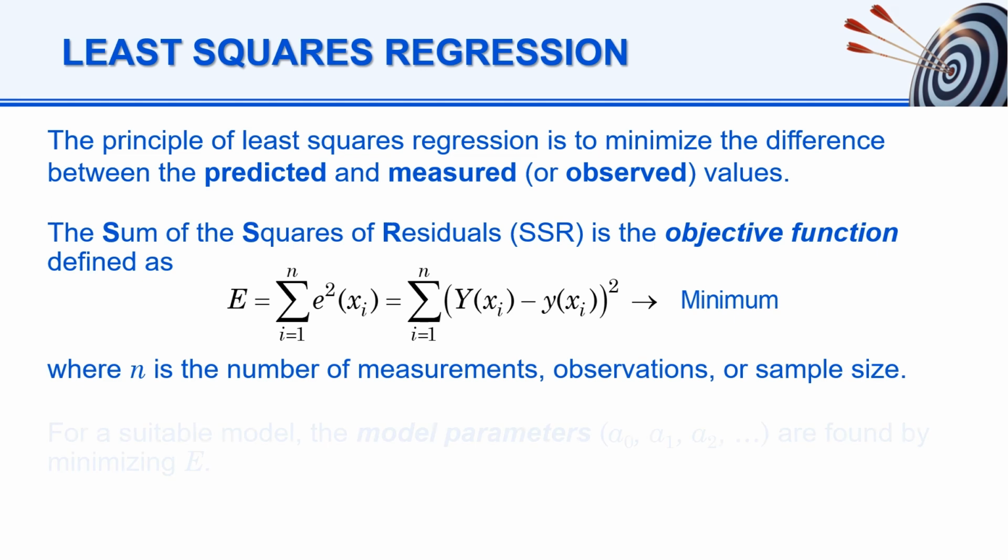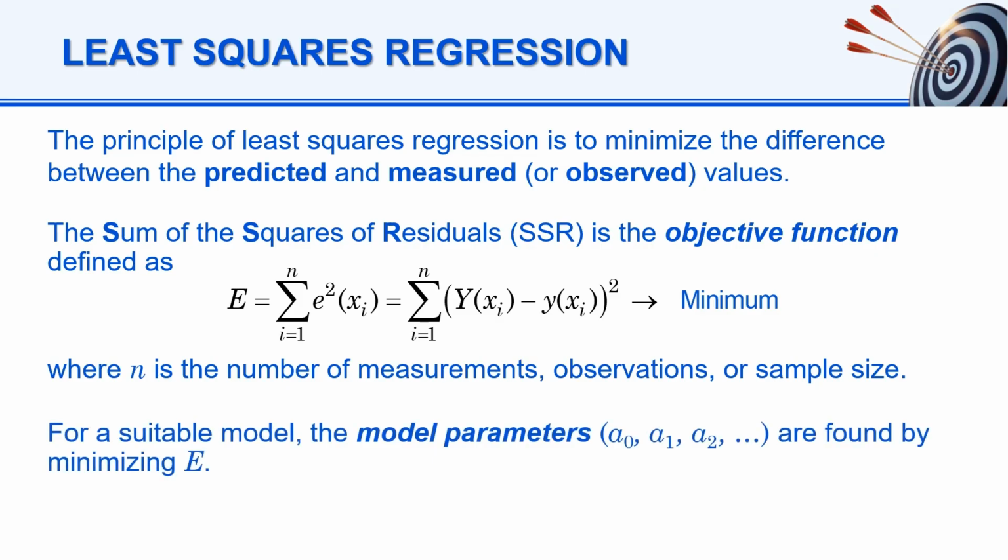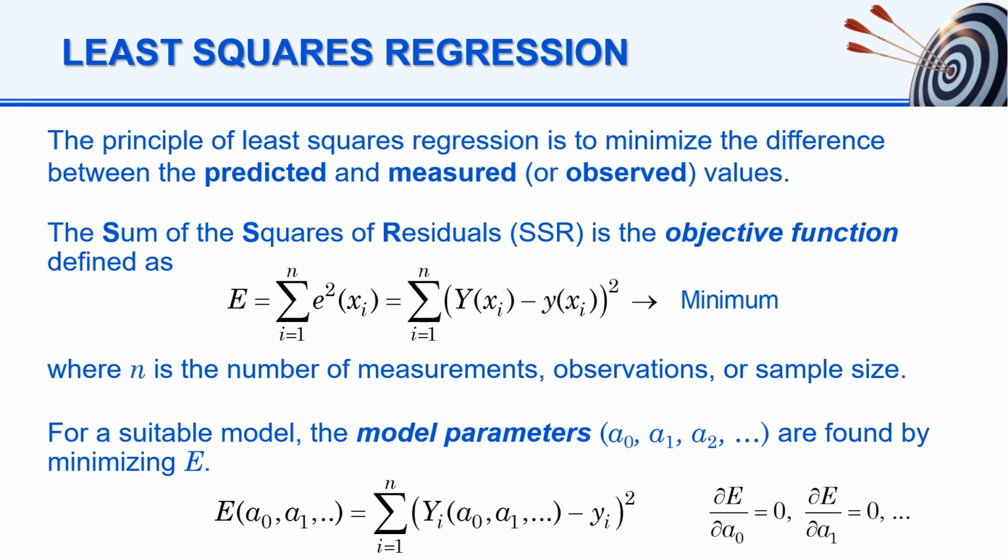For a suitable model, the model parameters A0, A1, A2, etc. are found by minimizing sum of the squares residual e, which is a function of model parameters. This is done by taking the partial derivatives of e with respect to a's and then setting them to 0. The resulting system of equations, which can be linear or nonlinear, is solved for the model parameters.